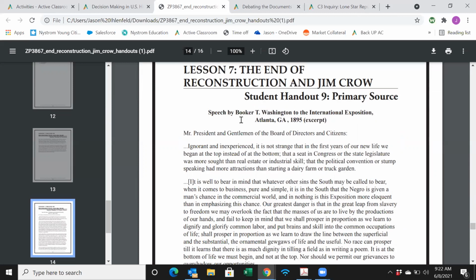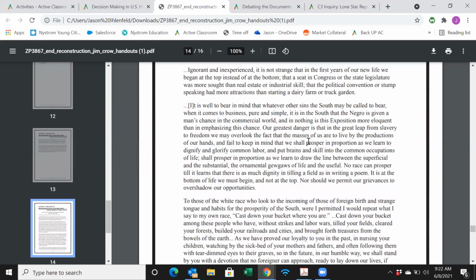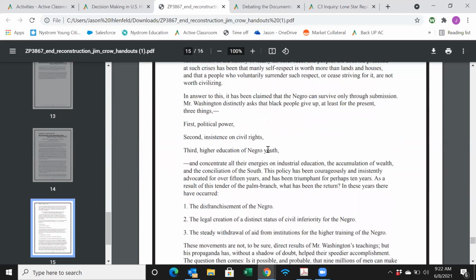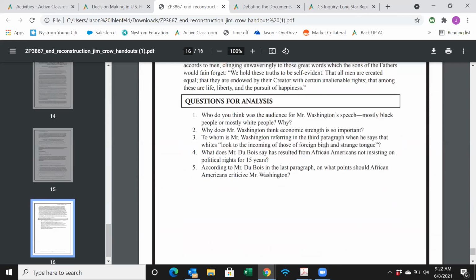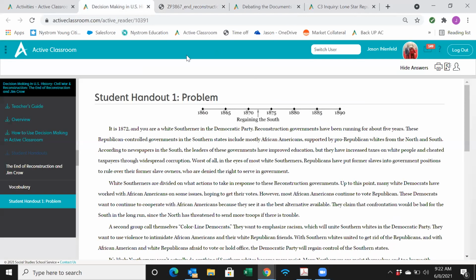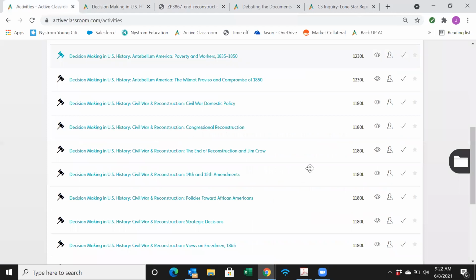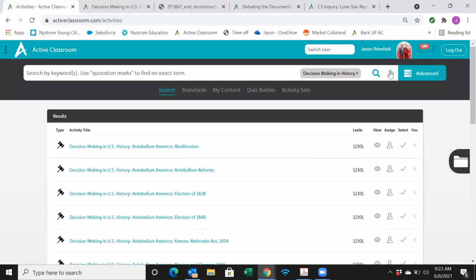And so this one is a speech from Booker T. Washington, and it has some great questions here at the end for analysis. So always check those out. Take a look at those in the decision making. You'll find a lot of really good activities there for those decision making.